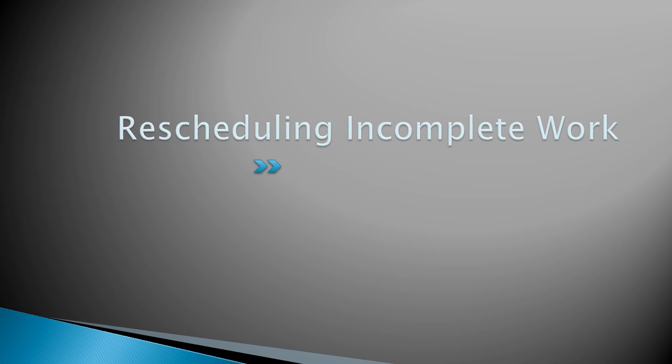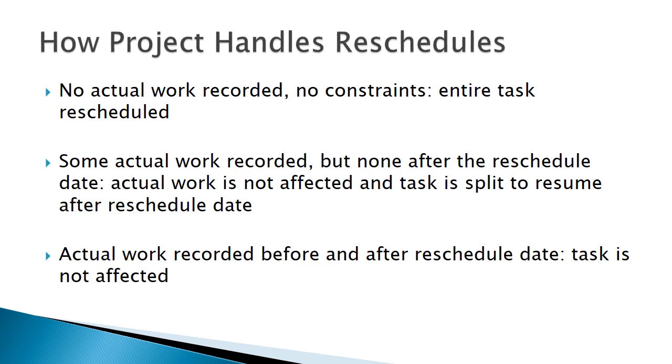Sometimes it becomes necessary during the course of a project to interrupt work on a specific task or perhaps even the entire project. In this section, we're going to see how we can reschedule this work. Project can reschedule work so it is interrupted and restarts after a specific date, the reschedule date. This chart shows what happens if actual work is recorded before or after the reschedule date. Let's take a look at a few examples.